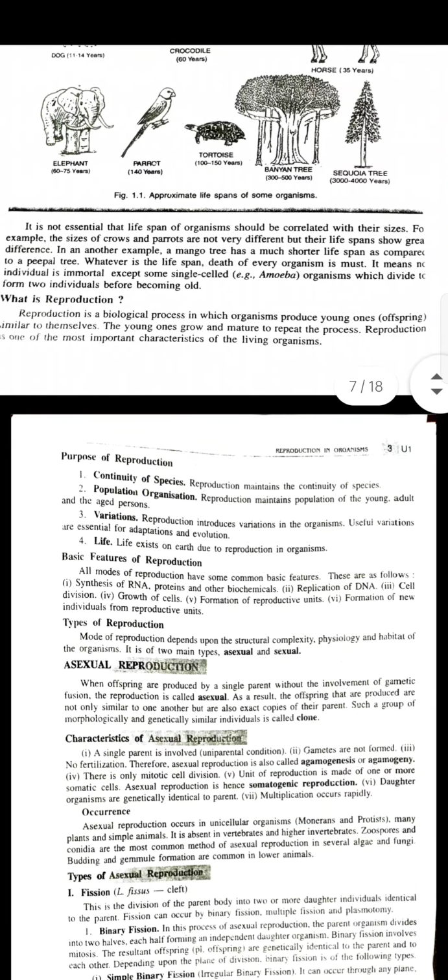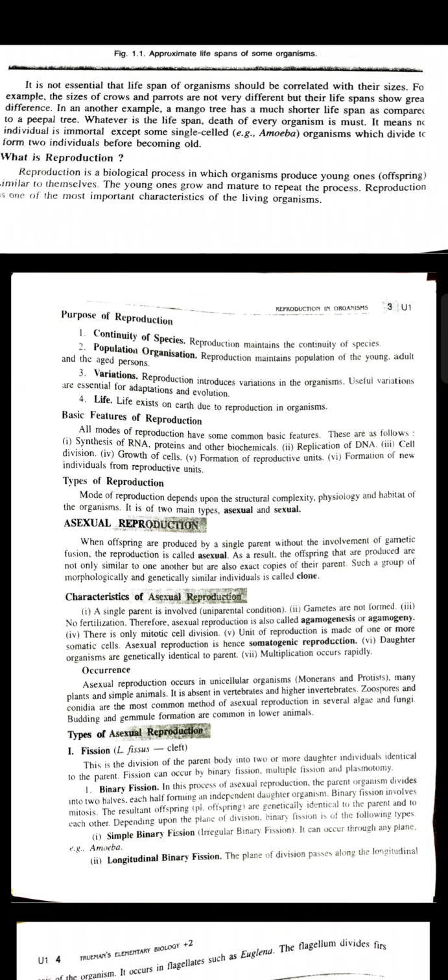Next, we will discuss the purpose of reproduction. What is the purpose of reproduction? Continuity of species. That is, reproduction maintains the continuity of species, so that species may continue forever. Population organization. It maintains the population of young, adult, and aged individuals.